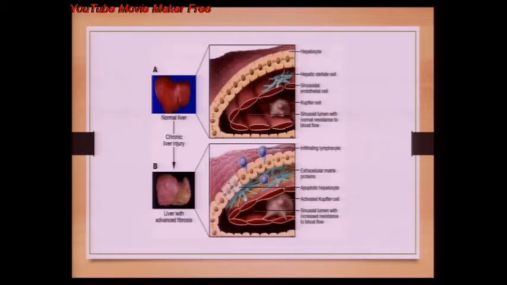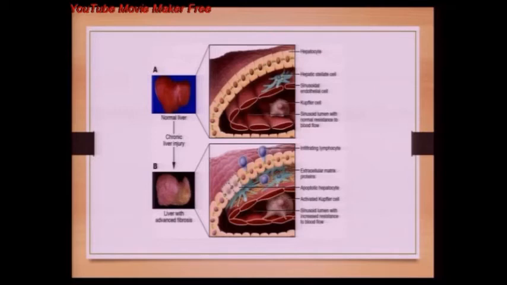They almost look like little ravioli or something here. They should have put some little holes in them to help orient you. But here's supposedly the normal architecture. So this is the space of Disse between the hepatocytes and the endothelium, and there's a little Kupffer cell on the inside this time, and a little stellate cell or fat-storing cell.